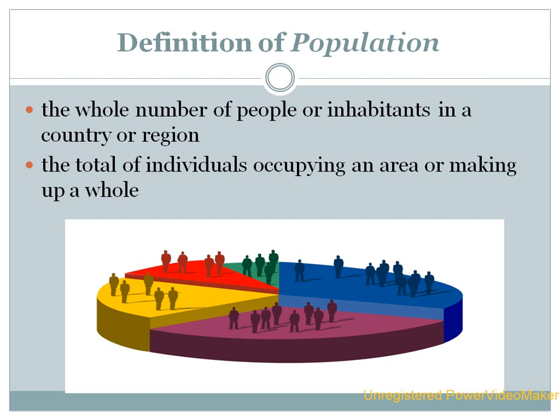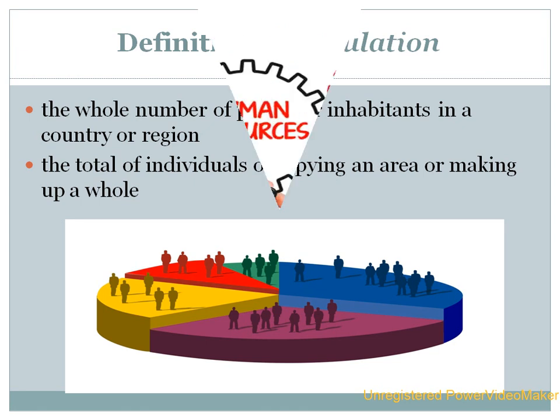Basically, the population of an area such as a village or city or country consists of all the people living in that particular area. A country may have abundant and varied natural resources like minerals, water, and fertile soil, but it needs people to utilize these resources. So, all the people who are living in a particular area is called population.